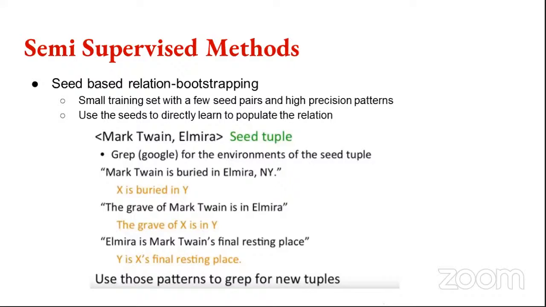So we have to grab the environments of the seed tuple. We search where Twain and Elmira both are present. Then we extract rules like: X is buried in Y, the grave of X is in Y, or Y is X's final resting place. All these are called patterns. Our seed was Mark Twain, Elmira. We know that a relationship exists between Mark Twain and Elmira, and we use that as a seed. By using the seed, we extract the patterns between the two entities. What are the possible types of relationships between these two entities that we extract from the training data? These are the patterns, and we use these patterns to grab new tuples.